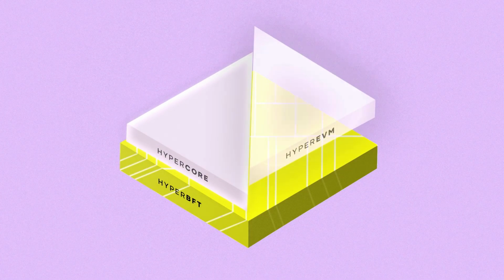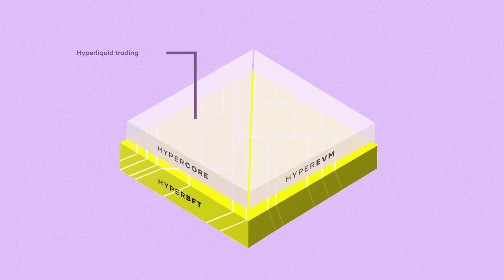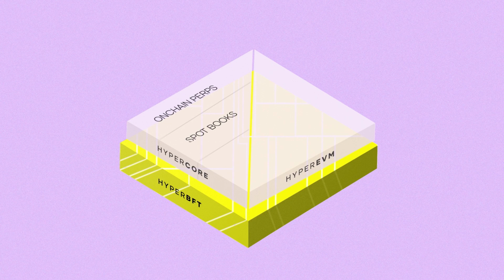Before we dive in, it's helpful to understand how Hyperliquid is structured. There are two main components of the tech stack that users interact with: Hypercore and HyperEVM. Hypercore is the trading engine of Hyperliquid. It's where all the action happens: on-chain perps, spot books, and liquidity vaults. Then on the other hand, you have HyperEVM, which is the smart contract layer where you can interact with all the various DeFi protocols on Hyperliquid.